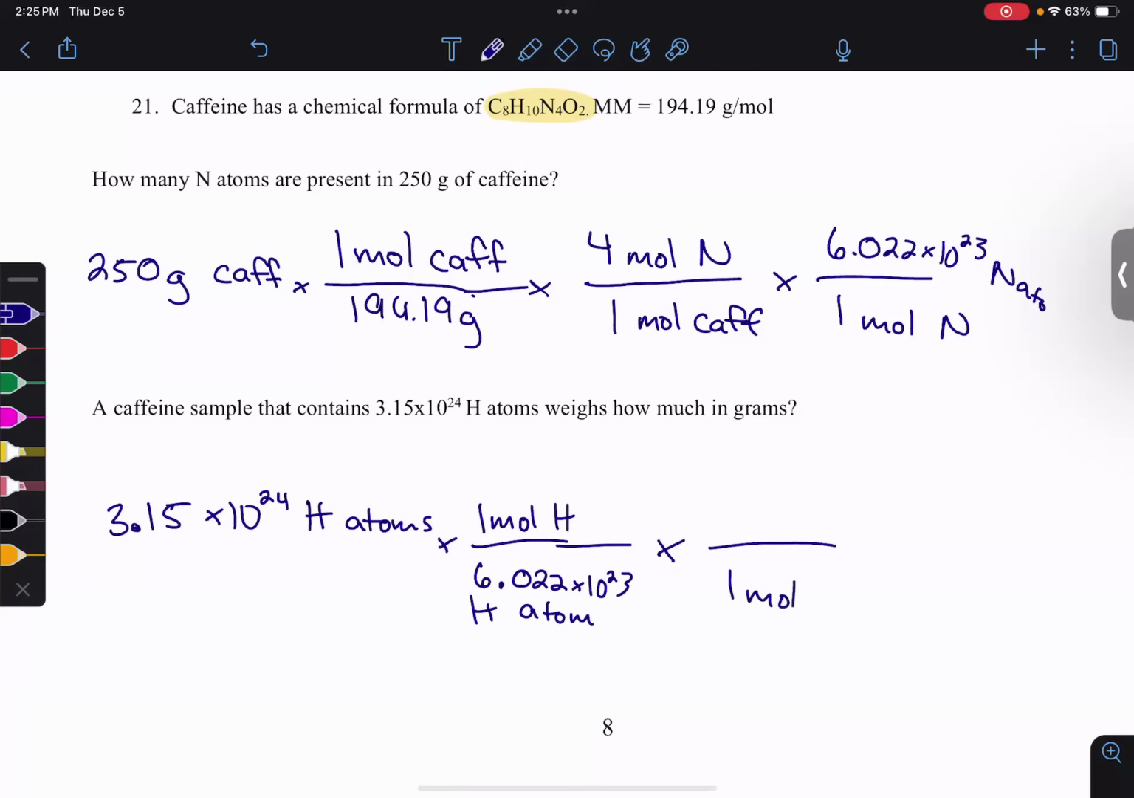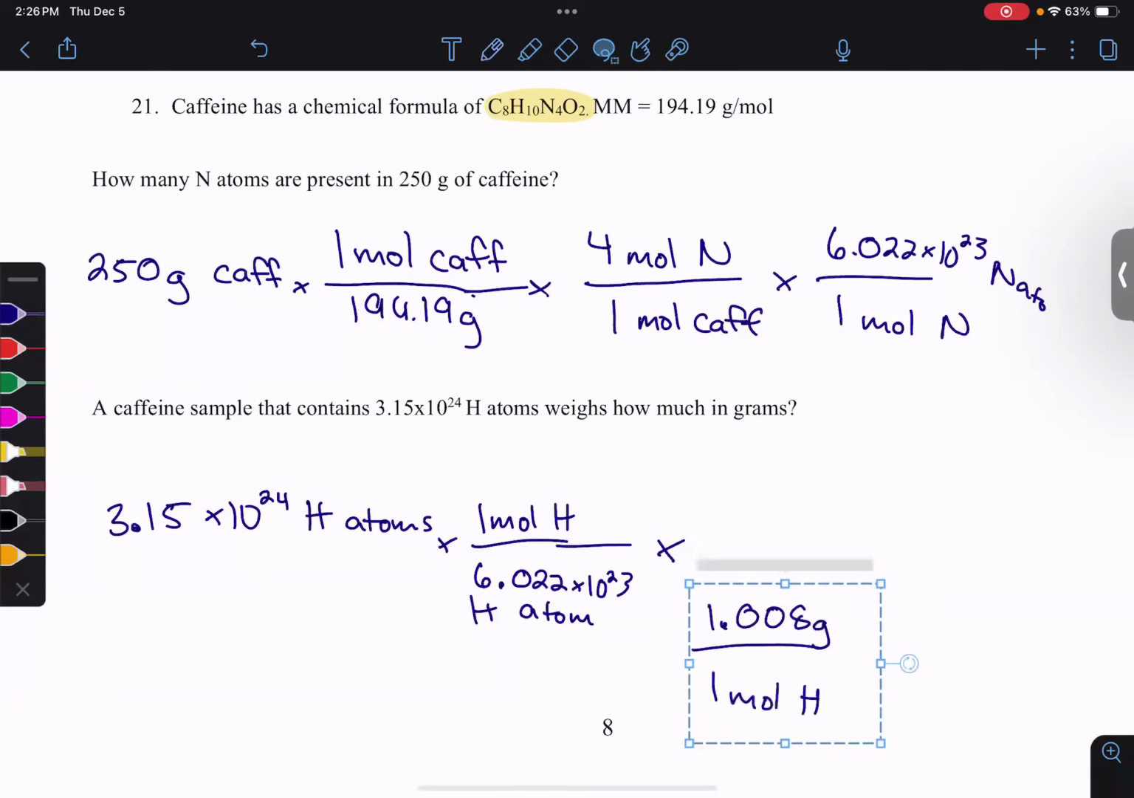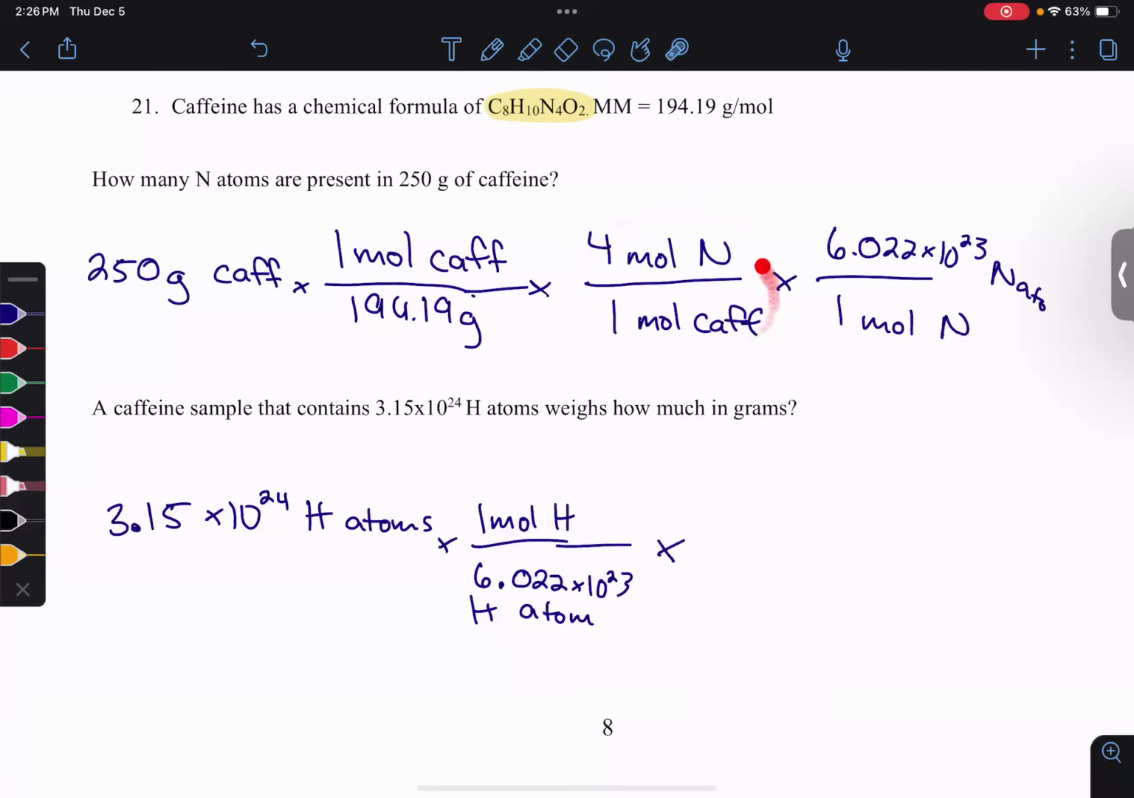1 mole of hydrogen weighs 1.008 grams. But if I do this, I'm calculating the mass of what? Hydrogen. Is that what the question's asking for? No, I want the mass of caffeine. So should I just put the caffeine molar mass here? We can't do that. We need to figure out how many moles of caffeine we have. Right now we have the mole amount of hydrogen. So the step that I'm missing is this step right here.